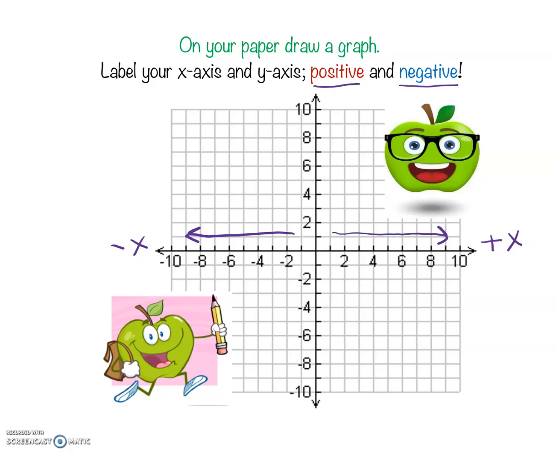That only leaves our y-axis. Using the same method, if we look this direction, we can see that our y-axis numbers going up are positive. So we can write a plus y up here. And looking down our y-axis, we can see that these are our negative y numbers. Please make sure that you always label your axes. We will not look at your graphs if you do not label your axes. Okay? Take a second and do that.